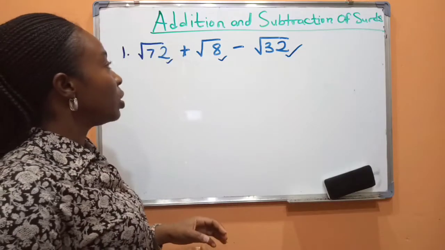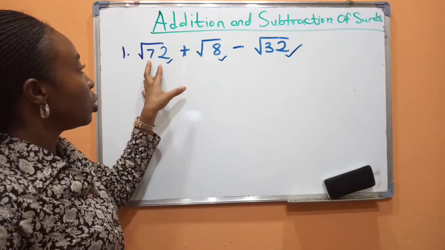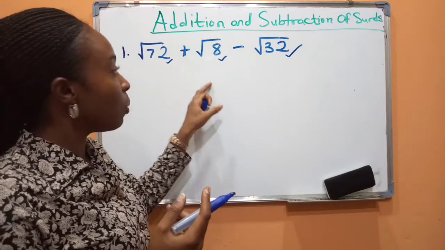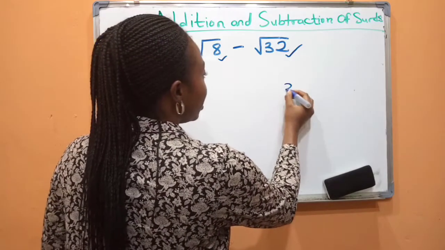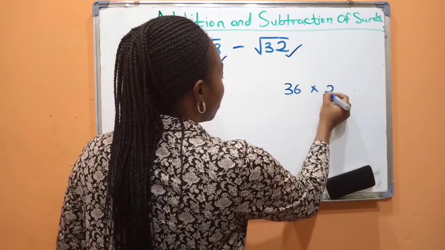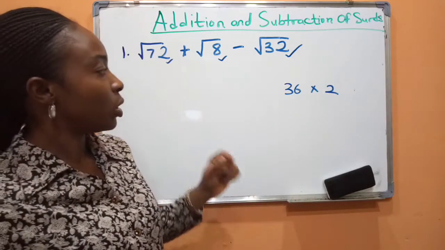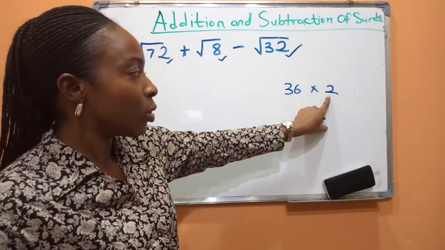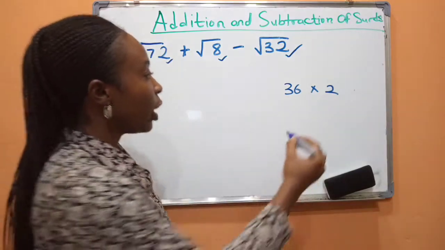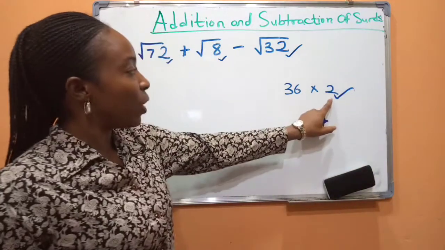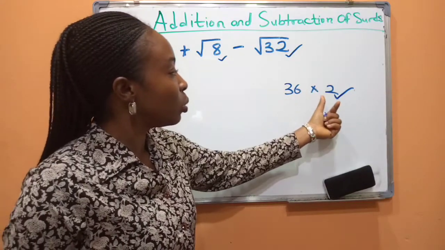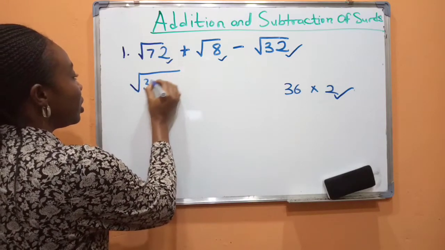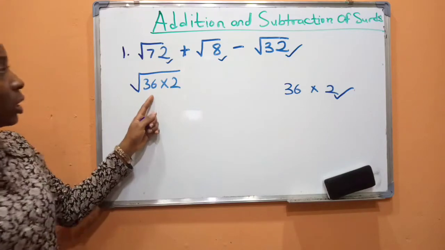So in doing that, let's break down 72. What are the two possible factors of 72 that have a perfect square and a non-perfect square? We have 36 and we have 2. Another thing we should always consider: the number that is not a perfect square, we must ensure that it cannot be further broken down or simplified. We have 2 here, we cannot further simplify 2, so definitely 36 times 2 is ideal. So we are going to have the root of 36 times 2.